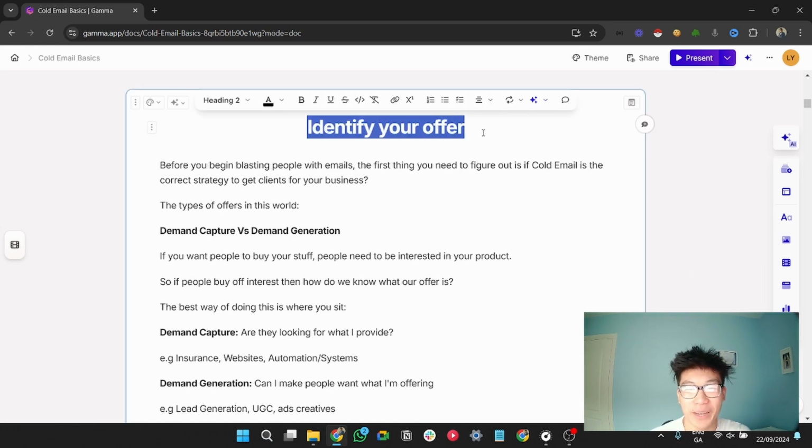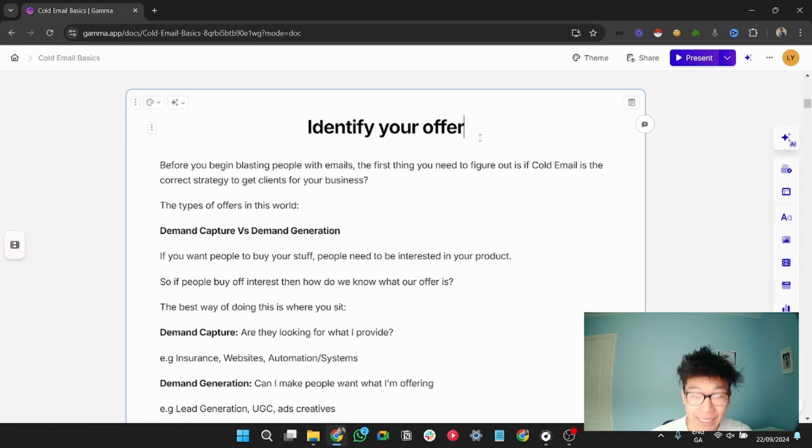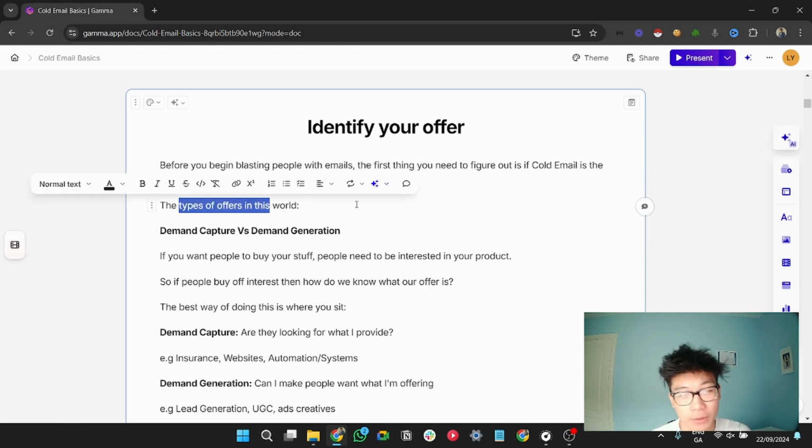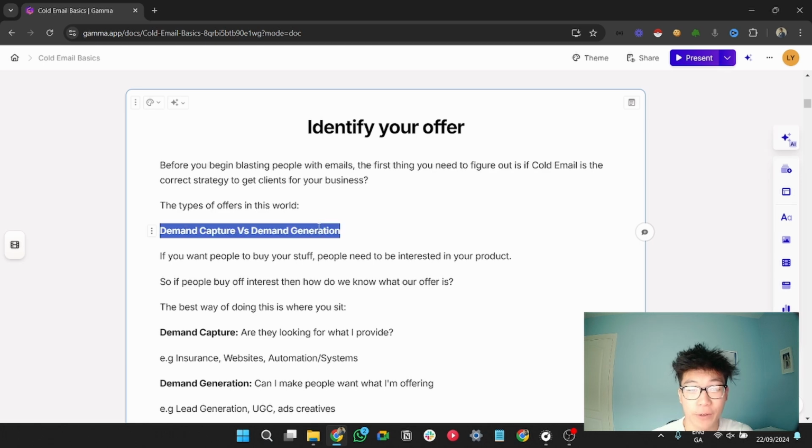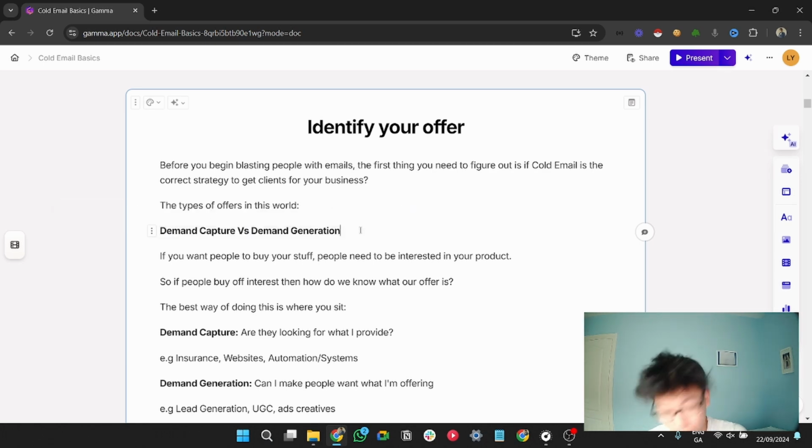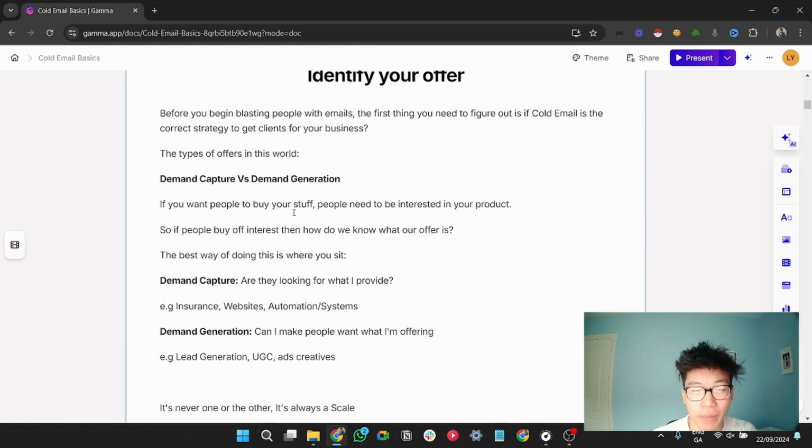So, identifying your offer. Before you begin blasting people with emails, the first thing you need to figure out is if cold email is the correct strategy to get clients for your business. The reason being is there are two types of offers in the world: demand capture versus demand generation. Props to Daniel Fazio. I don't say he coined it, but it's general business knowledge now, and I learned it off him. Basically, if you want people to buy your stuff, people need to be interested in your product.